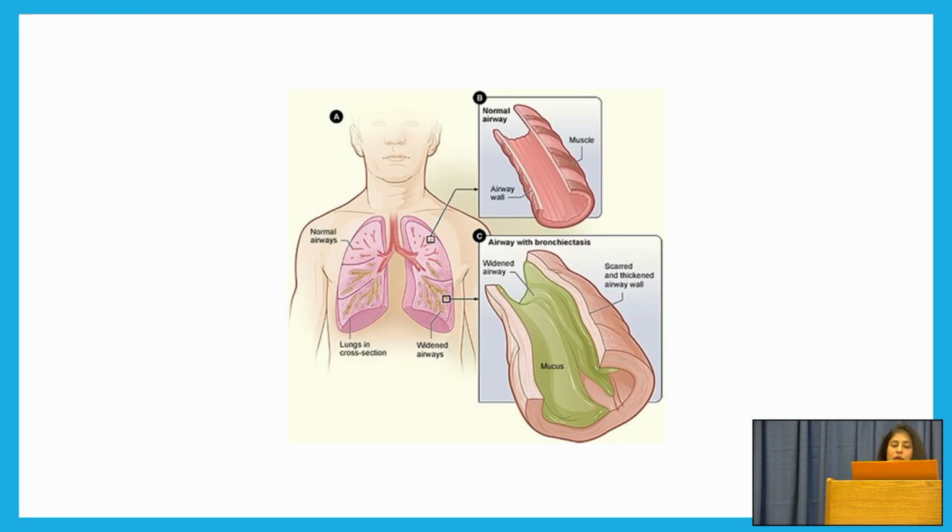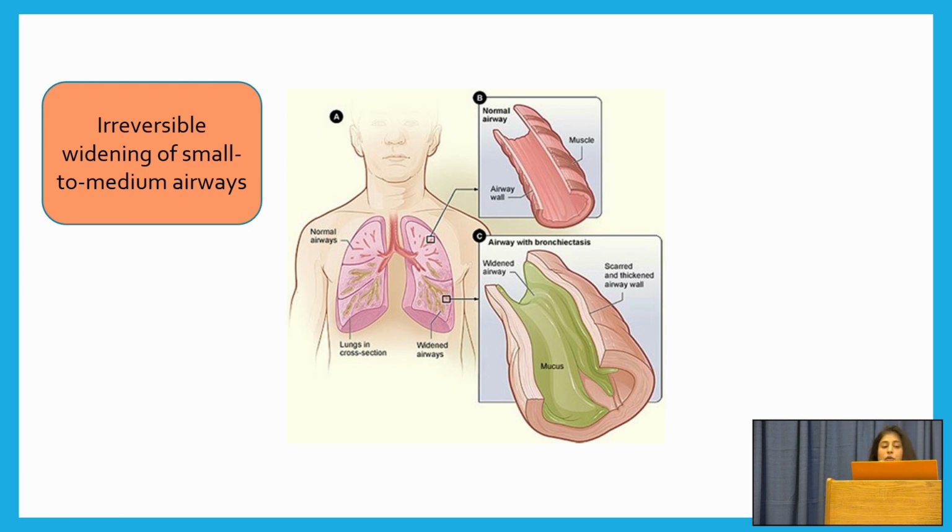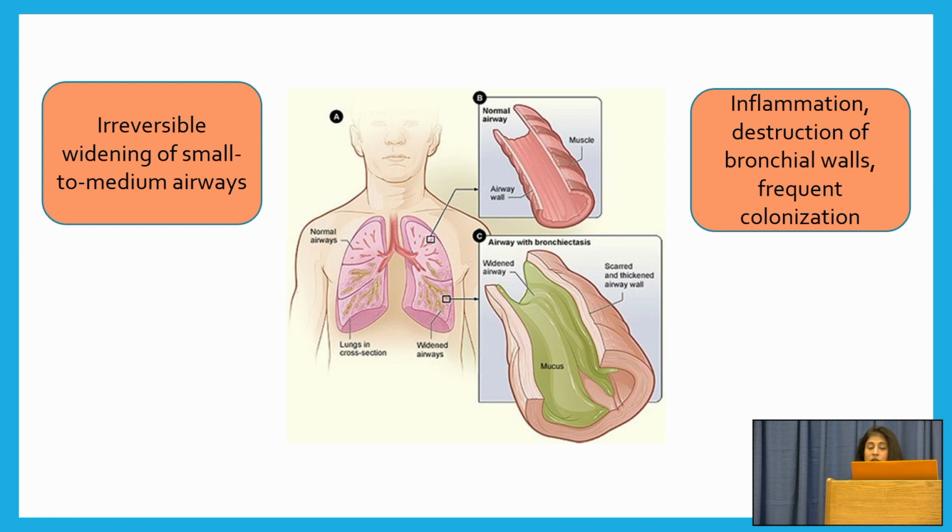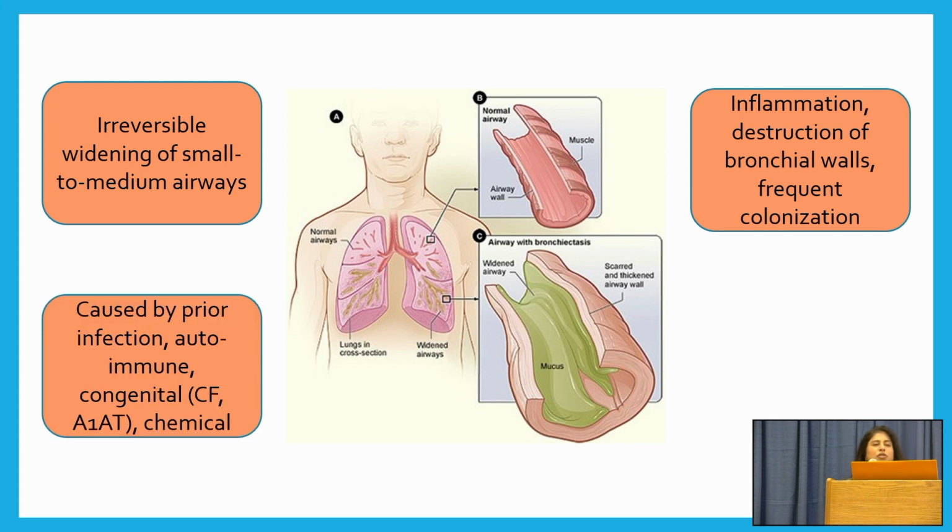So if we're talking about just breaking it down, before we get to COPD, bronchiectasis is a very common entity, and usually it's caused by breakdown of the tissue leading to these dilated airways, and the mucus sits and pools in there. So this is an irreversible widening of small to medium airways. There's destruction of the bronchial walls due to inflammation. There's frequent colonizing, or a frequent amount of bacteria that basically adhere to the wall and to the mucus there. It's usually caused by prior infections. It can be autoimmune. This is what we see in cystic fibrosis patients.